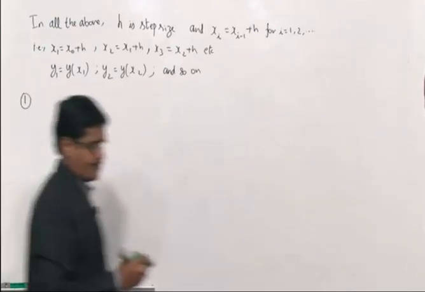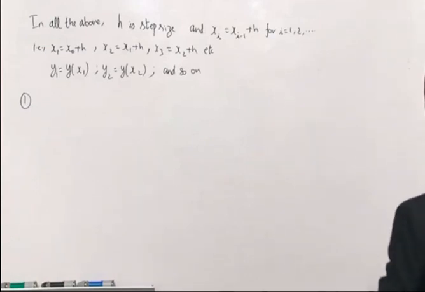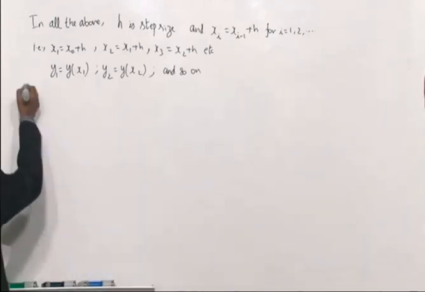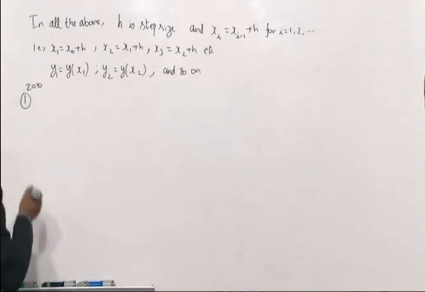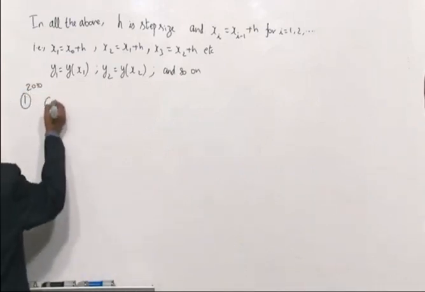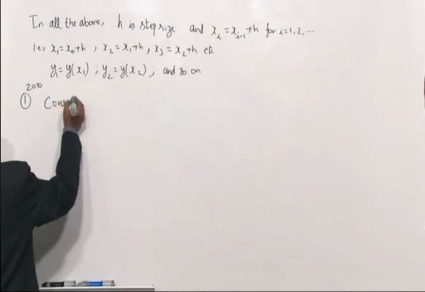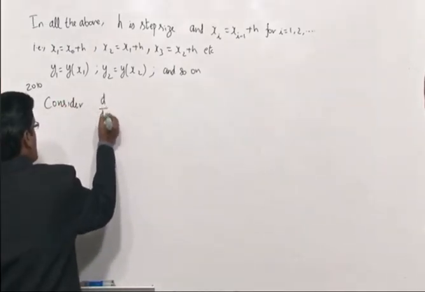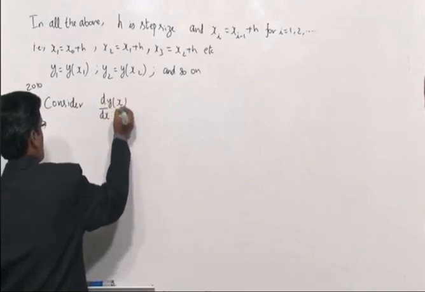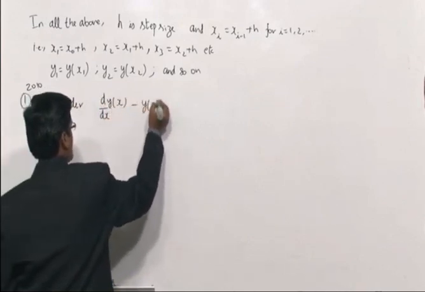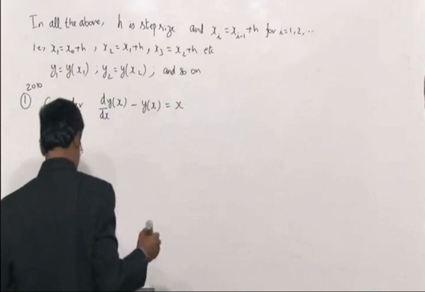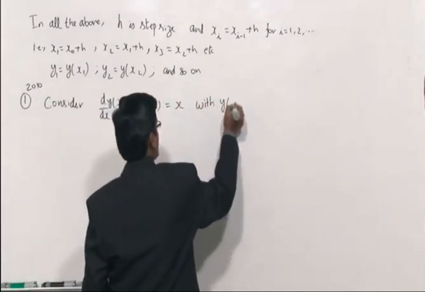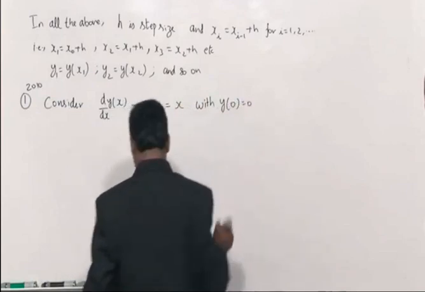First problem, which is given 2 marks, GATE 2010. Consider a differential equation d by dx of y of x minus y of x is equal to x with initial condition y of 0 is equal to 0.